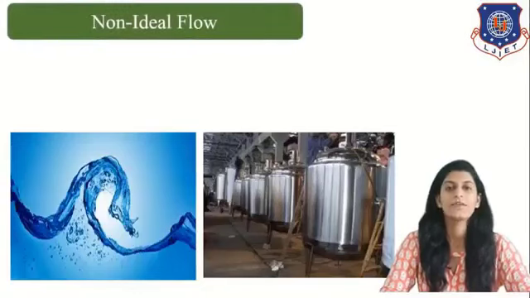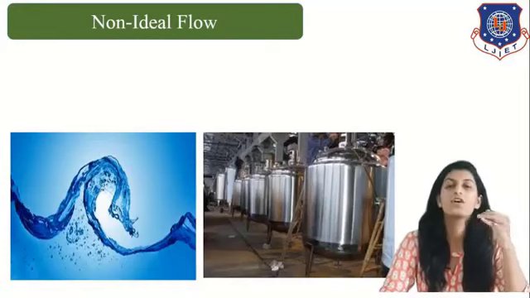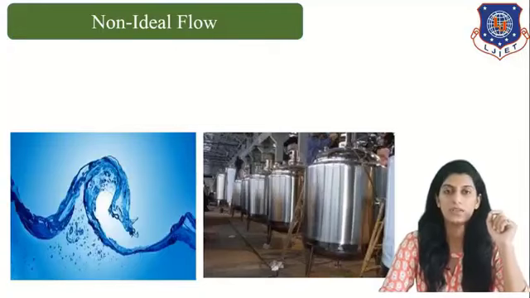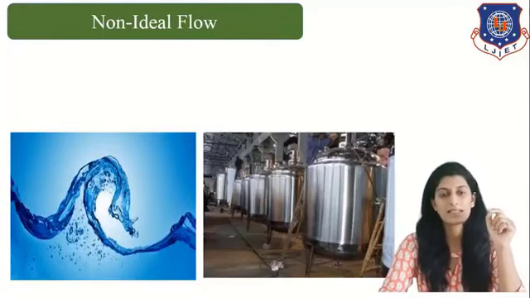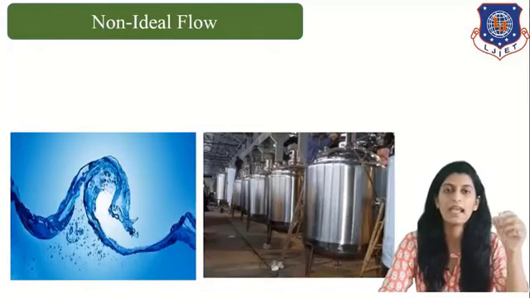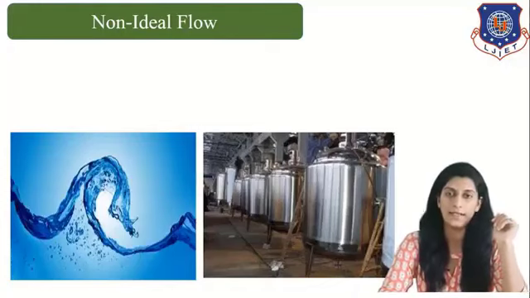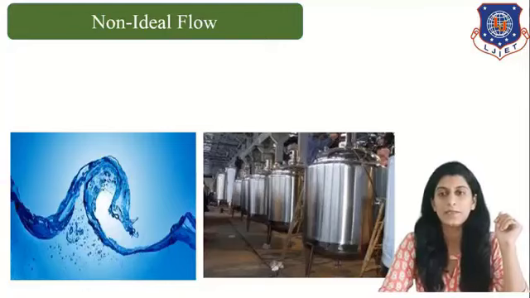In the last session, we started with the topic non-ideal flow. We saw what non-ideal flow is, why it is generated, and what the various factors responsible for non-ideal flow are, and we also saw what RTD, that is residence time distribution, is. In the present lecture, we will start with how to determine RTD and what factors we need to consider while determining RTD. So let's get started.